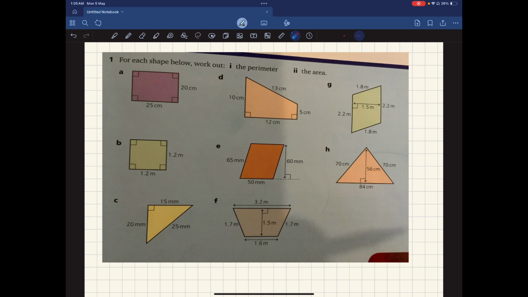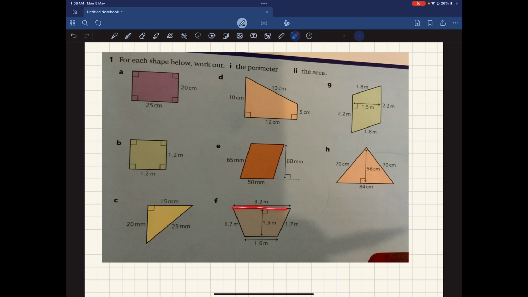Okay. What about this parallelogram? The area is going to be base into the perpendicular distance, which is 60. Okay, why are we not taking 65 as the base? Because the height or the perpendicular distance is to this length. So this will be considered our base because the height should make a 90-degree angle with the base. So area is going to be 50 into 60, base into perpendicular height. And what is the perimeter of the parallelogram going to be? It's going to be 50 plus 65 plus 50 plus 65.